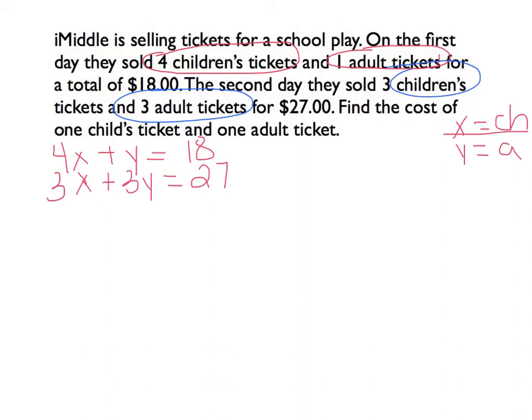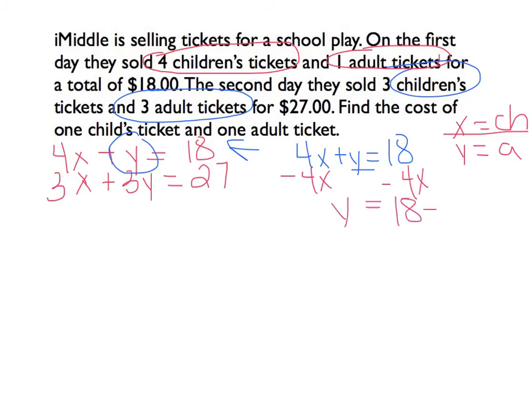Let's see how you did. I would want to start with this simple one because I see y right here by itself and that's easy to solve. So I would take 4x plus y equals 18, and I'm going to solve for y. Well, take away 4x from both sides, so that would tell me that y is equal to 18 minus 4x.